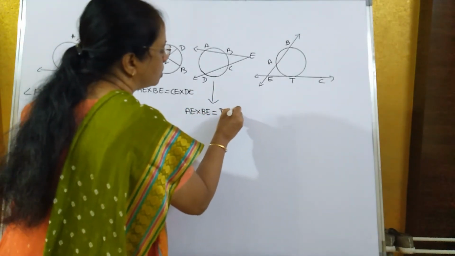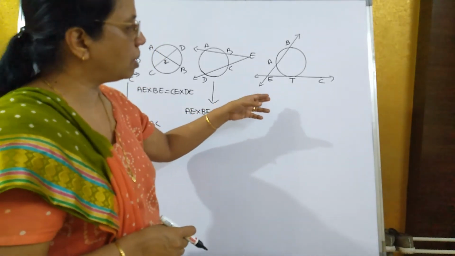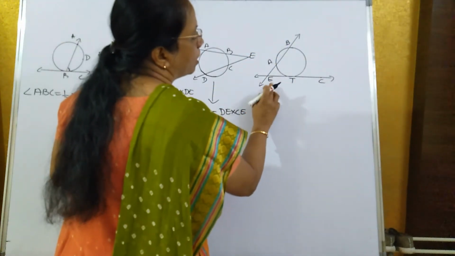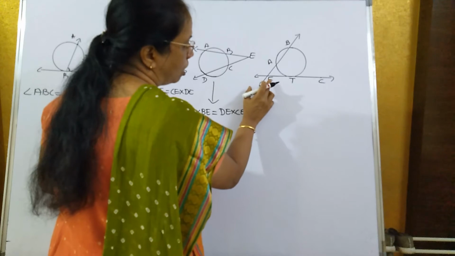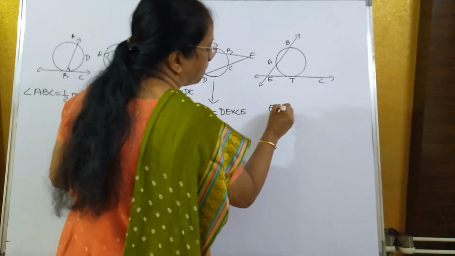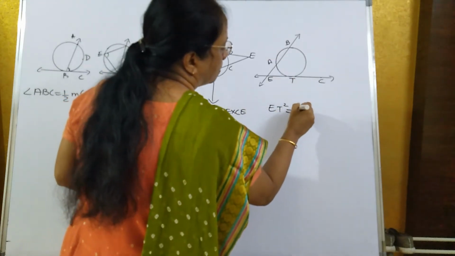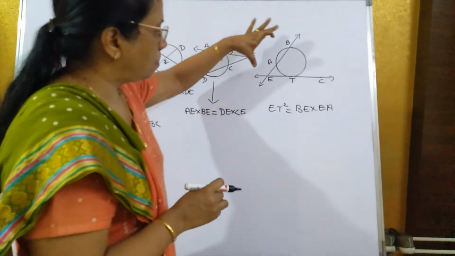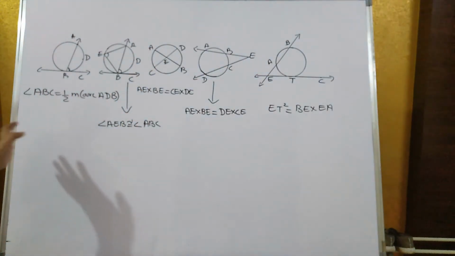Now the last theorem which we had studied, that is the tangent secant segment theorem. Now this is a tangent and this is a secant. Then what's the formula? ET square. You're not supposed to take till where the tangent touches the circle, that point you're supposed to take. So ET square is equal to BE into EA. These are the theorems which we have studied. So go through this once, then you'll understand the exercise much better.